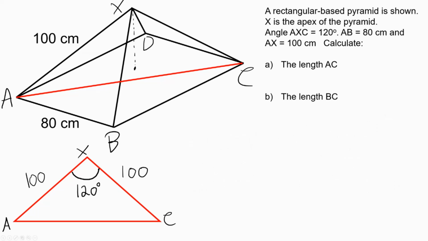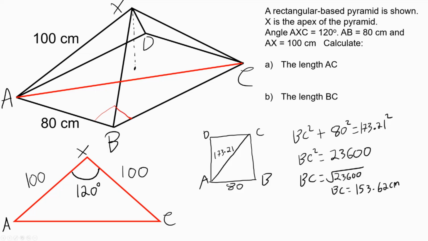Then, to find BC, what we could do is use what we've worked out. We worked out AC. We know that the base of this pyramid is a rectangle, so we have a right angle triangle ABC. We know that AB is 80 centimeters. We do not know BC, but we do know that the hypotenuse of this right angle triangle ABC is about 173.21 from part A. We can then use Pythagoras' theorem to find the shorter side BC as 153.62 centimeters.